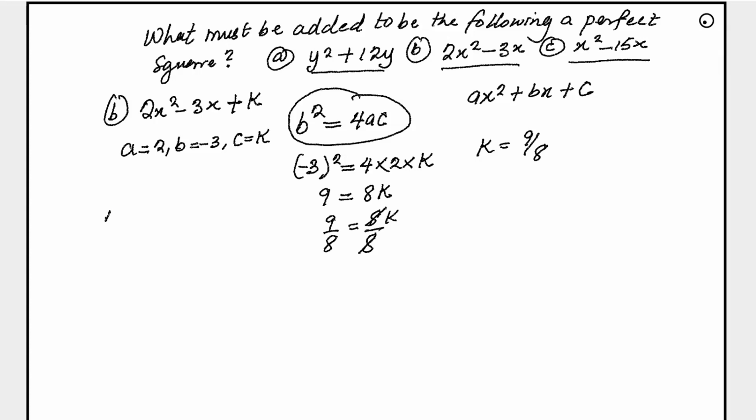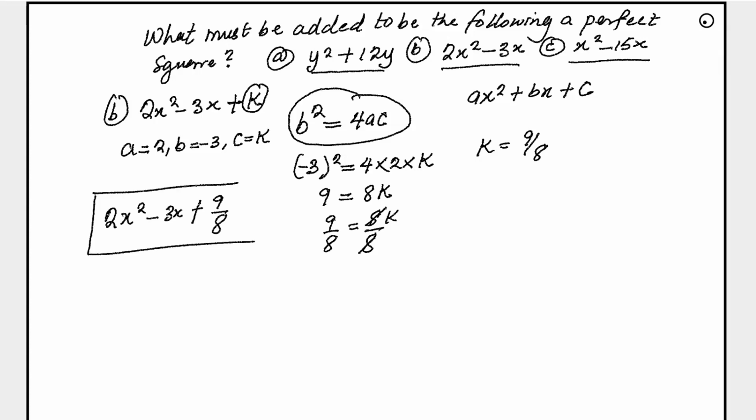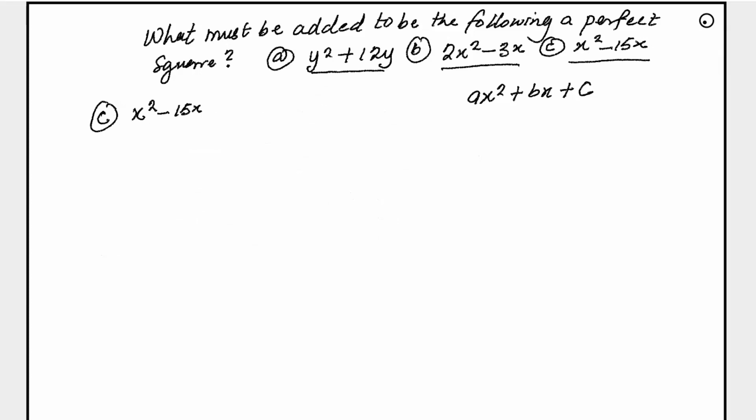So what must be added to 2x squared minus 3x to make it a perfect square? We said is k. And what is my k? 9 over 8. So that is what needs to be added to it to make it a perfect square. Now, you should pause the video to do C, so I can check if you are correct or wrong. Now, question C, let's see if you are correct.